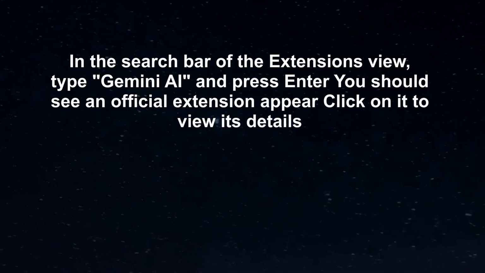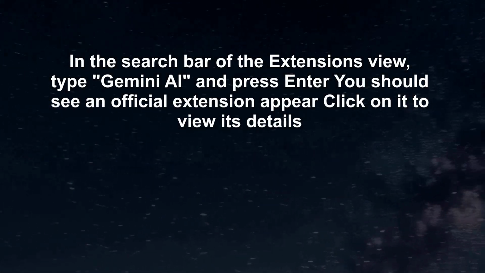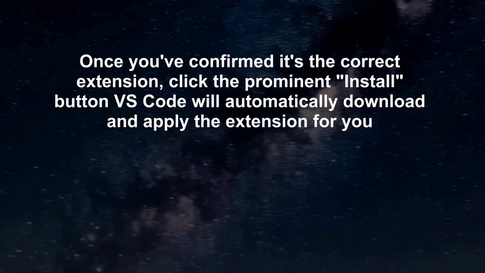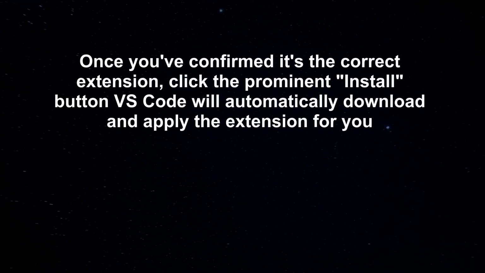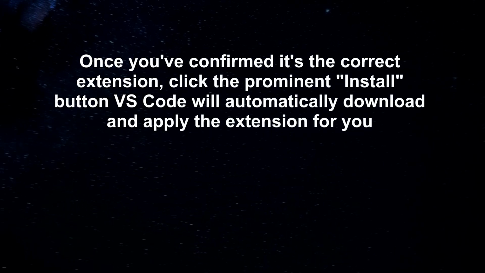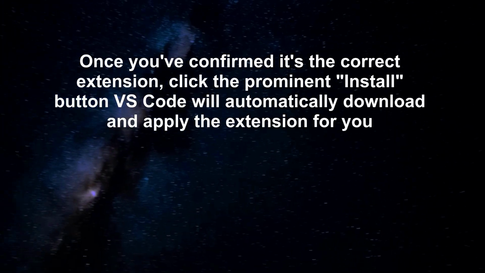You should see an official extension appear. Click on it to view its details. Once you've confirmed it's the correct extension, click the prominent Install button. VS Code will automatically download and apply the extension for you.